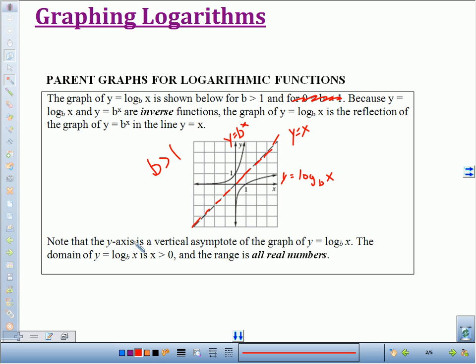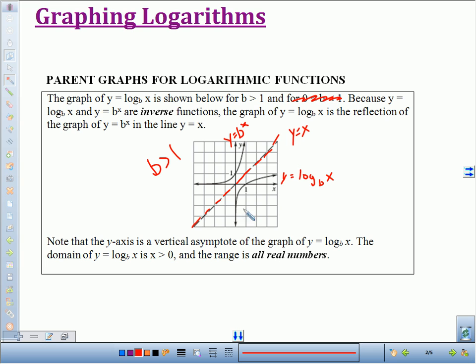Now note that the y-axis in this case is a vertical asymptote. On the exponential, the x-axis was the horizontal asymptote. Now remember, the asymptote is this imaginary line that the graph cannot touch or cross. So for a logarithm, the graph is not going to be able to touch x equals 0.